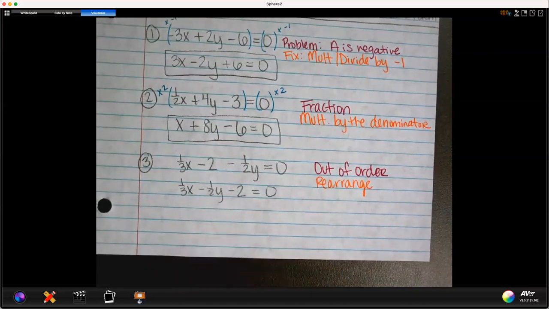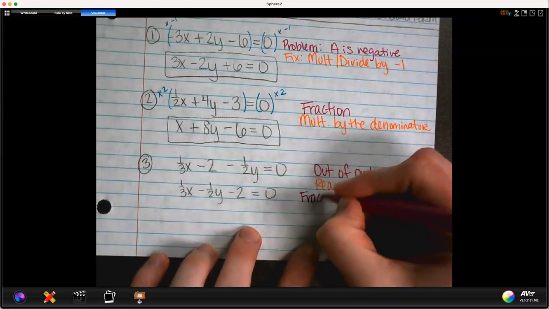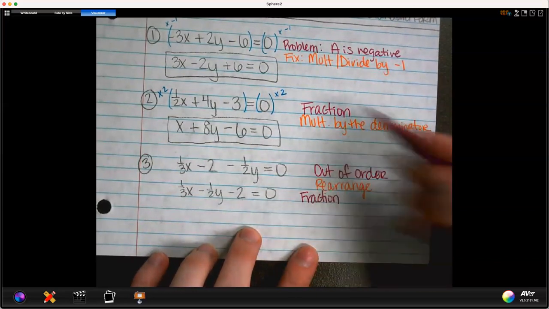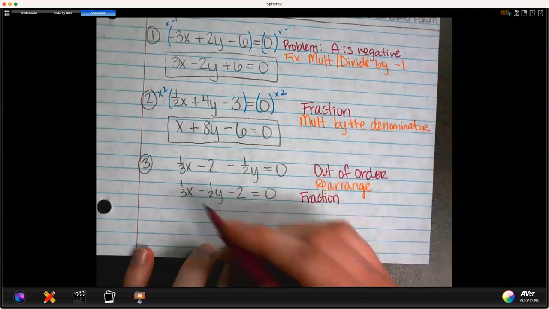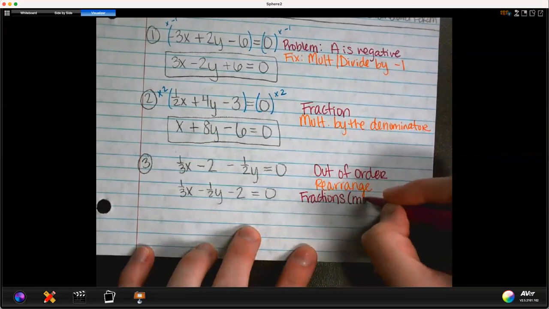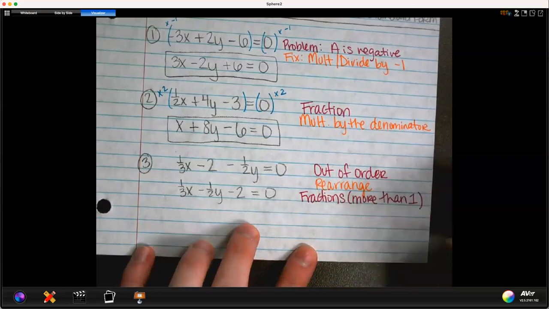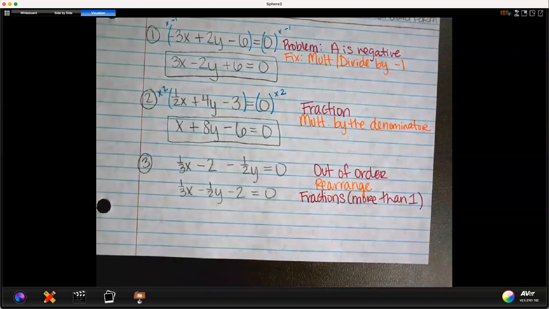Now, what would be considered my problem? The fractions, and we got multiple fractions, right? When we have just one fraction, we can simply say multiply by the denominator. But we have two different denominators. How would that change? I can't just simply say multiply by the denominator because I have two different denominators.